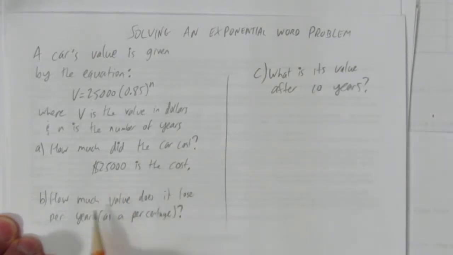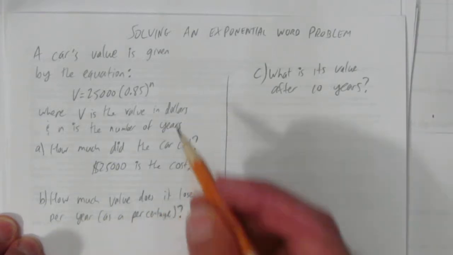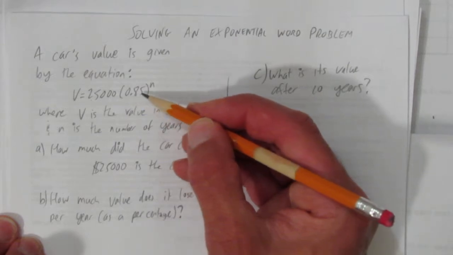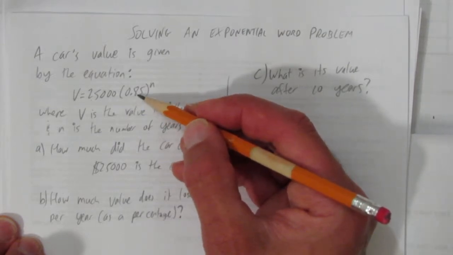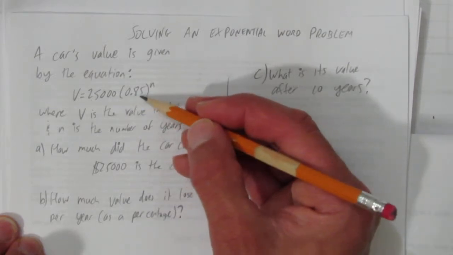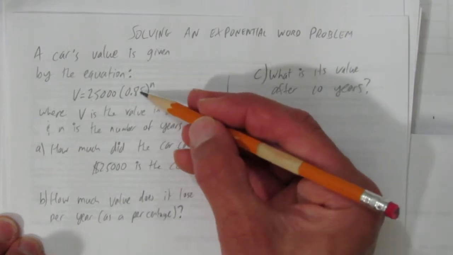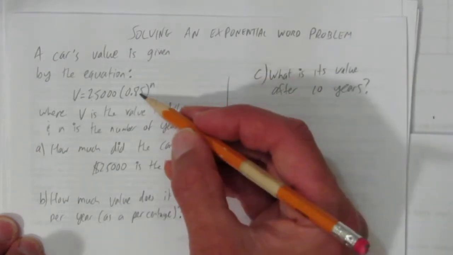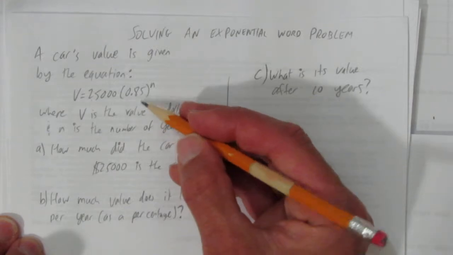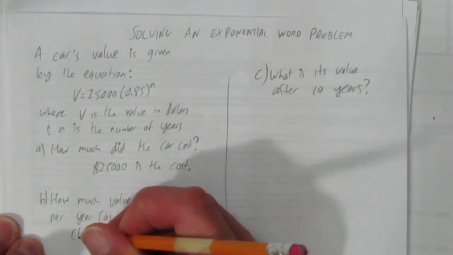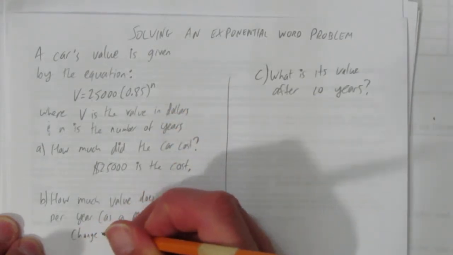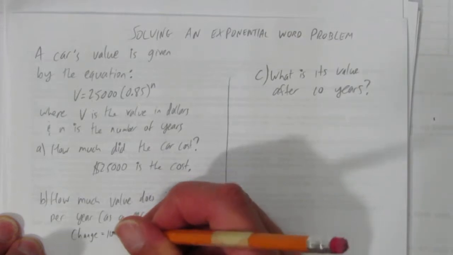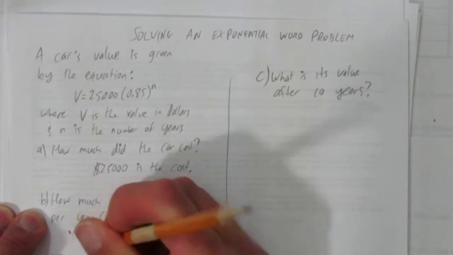Starts at 25,000. How much value does it lose per year as a percentage? That comes from the second number here, 0.85. That 0.85 corresponds to 85%. But 85% isn't what it loses. 85% is what it has left. So the change is going to be 100%. Or I should say, let's not call it the change. Let's call it the loss.